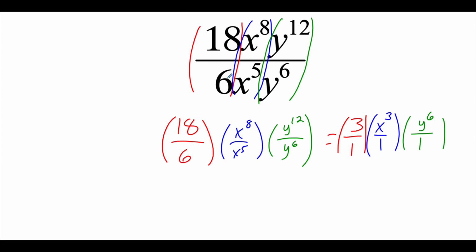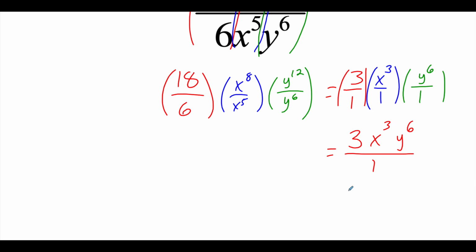So now what we're going to do to put these back together, we're going to multiply all of the tops back together. So 3 times x cubed times y to the 6th. Well, we're just going to put those right next to each other and have 3x cubed times y to the 6th power. Now across the bottom, it's just 1s, so this is all over 1. And then when we're dealing with a fraction where the denominator is 1, it's not necessary to keep that denominator in there. So it's going to be 3x cubed times y to the 6th power as our final answer.